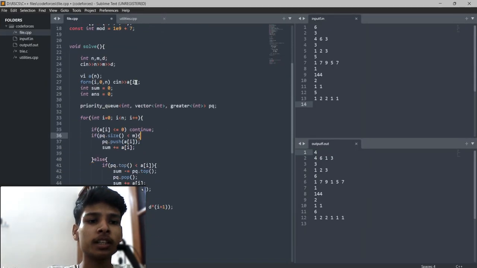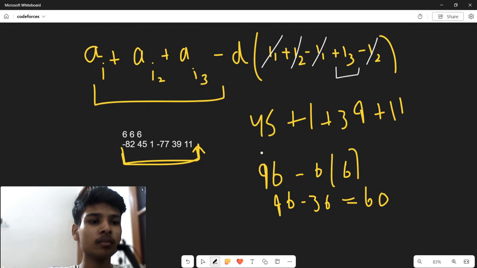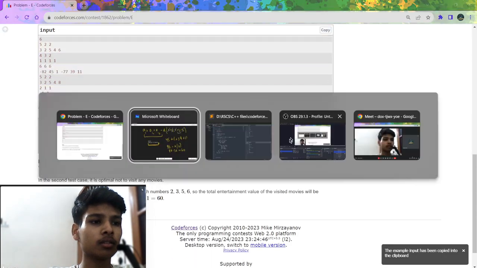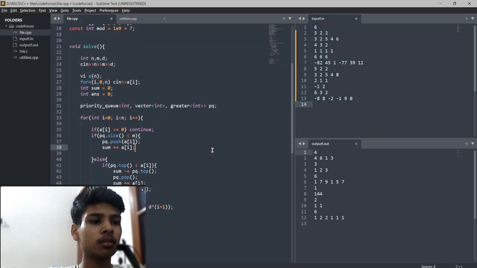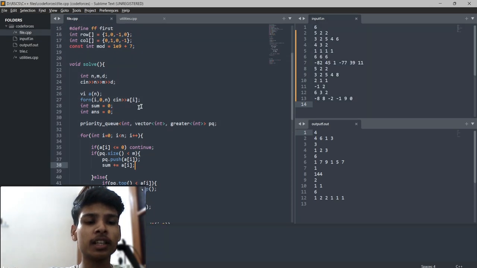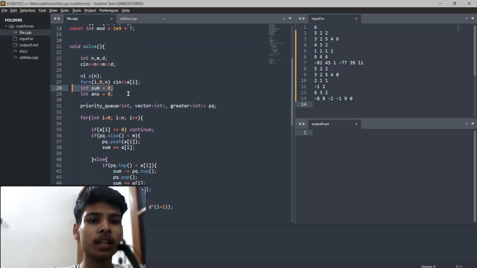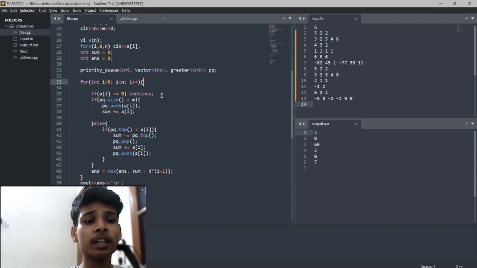I am simply taking my integer array. Then I am maintaining a sum and an answer, and also taking a min heap. Then, if my current value is smaller than 0, because it will never contribute to my answer since it will always decrease it, I simply continue. Then, if the size of my priority queue is smaller than m, I simply push that element into my priority queue and add that number into my sum.